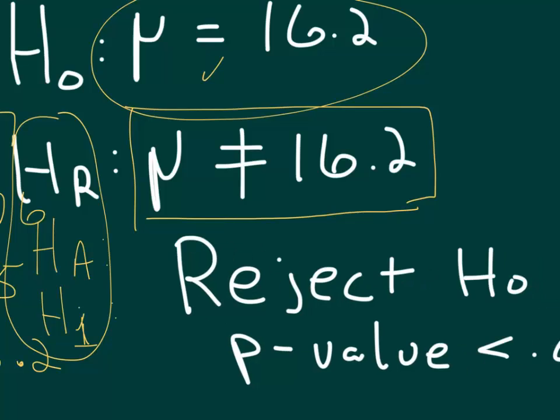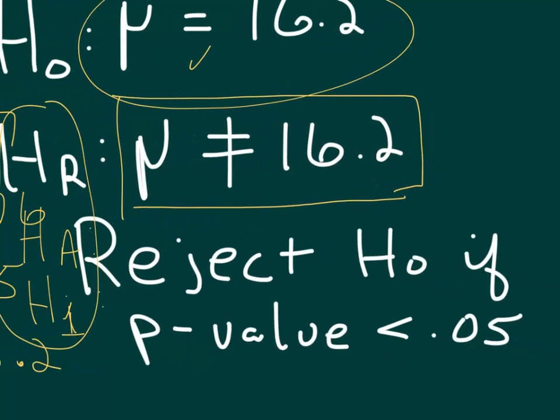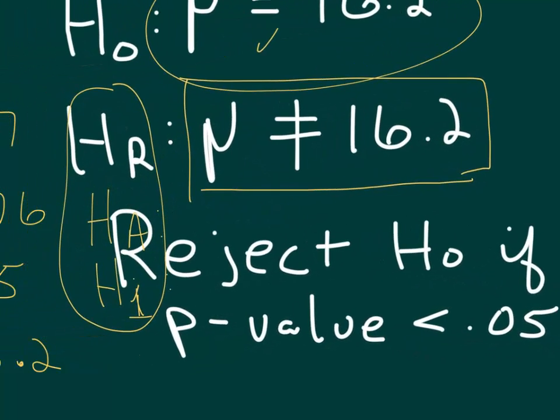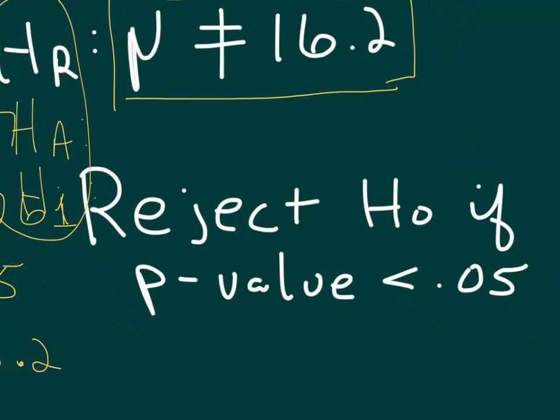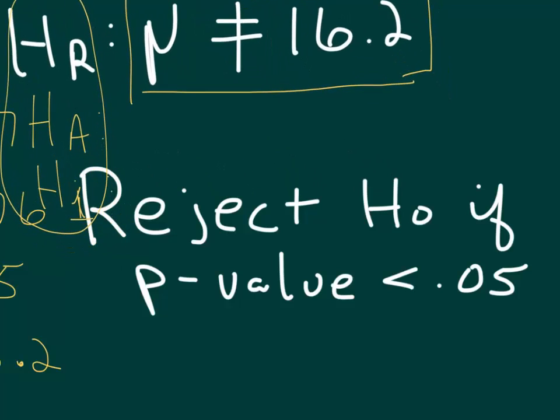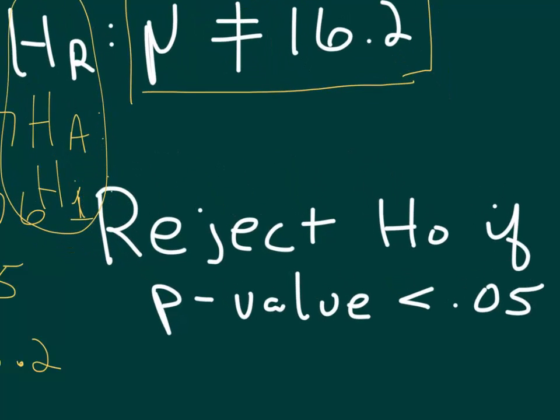So we will reject H0 if the p-value is less than 0.05. That's always going to be a less than right here for our p-value. We're always going to reject H0 if the p-value is less than whatever our cutoff is, and in the problem it said we want a 5% or 0.05 level of significance.